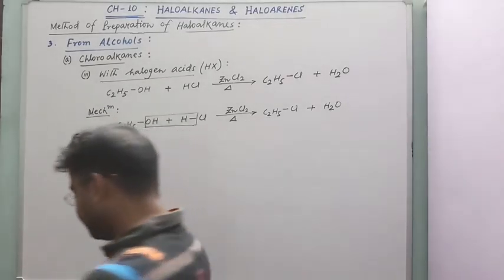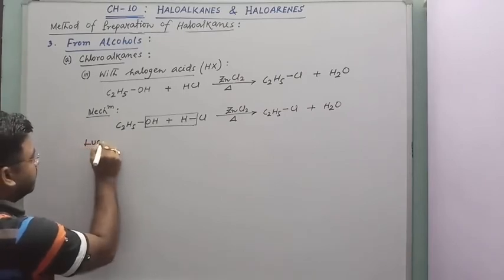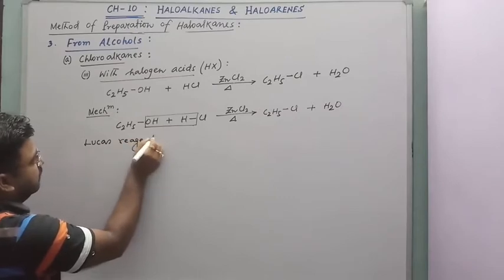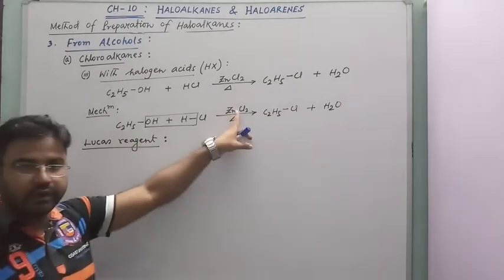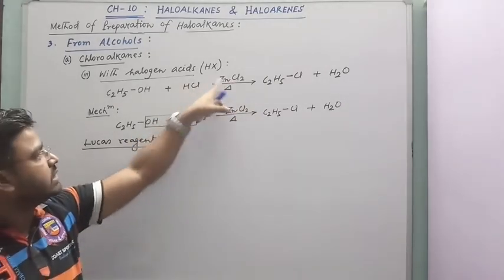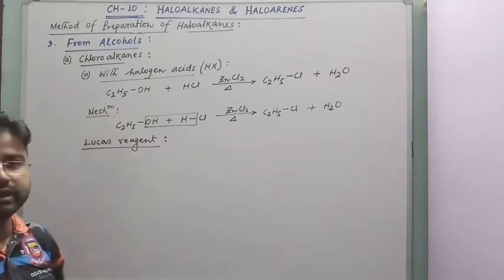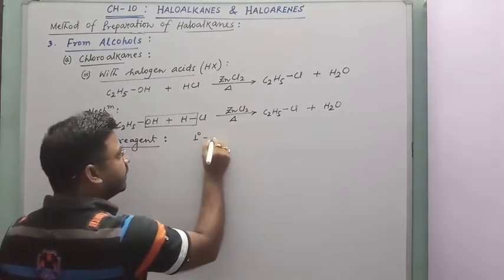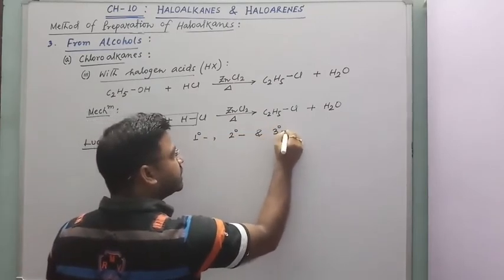For example, Lucas reagent: what is Lucas reagent? A mixture of zinc chloride and concentrated HCl is known as Lucas reagent, and Lucas reagent is used to distinguish between primary, secondary and tertiary alcohol.